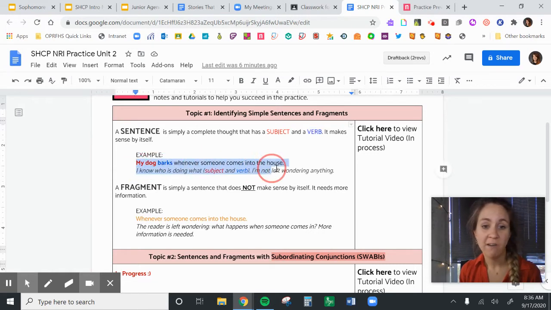My dog barks whenever someone comes into the house. So our verb is barks, that's the action. Who's doing the barking? My dog. And it has a complete thought. My dog barks whenever someone comes into the house.